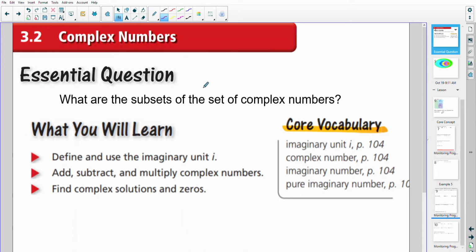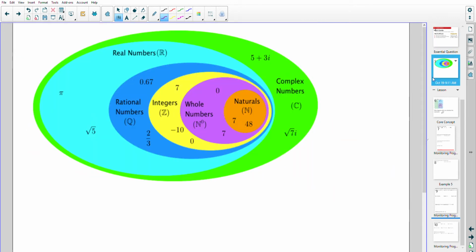3.2 complex numbers. There are a bunch of number systems, and we're going to get into the largest number system, which is going to be complex numbers.